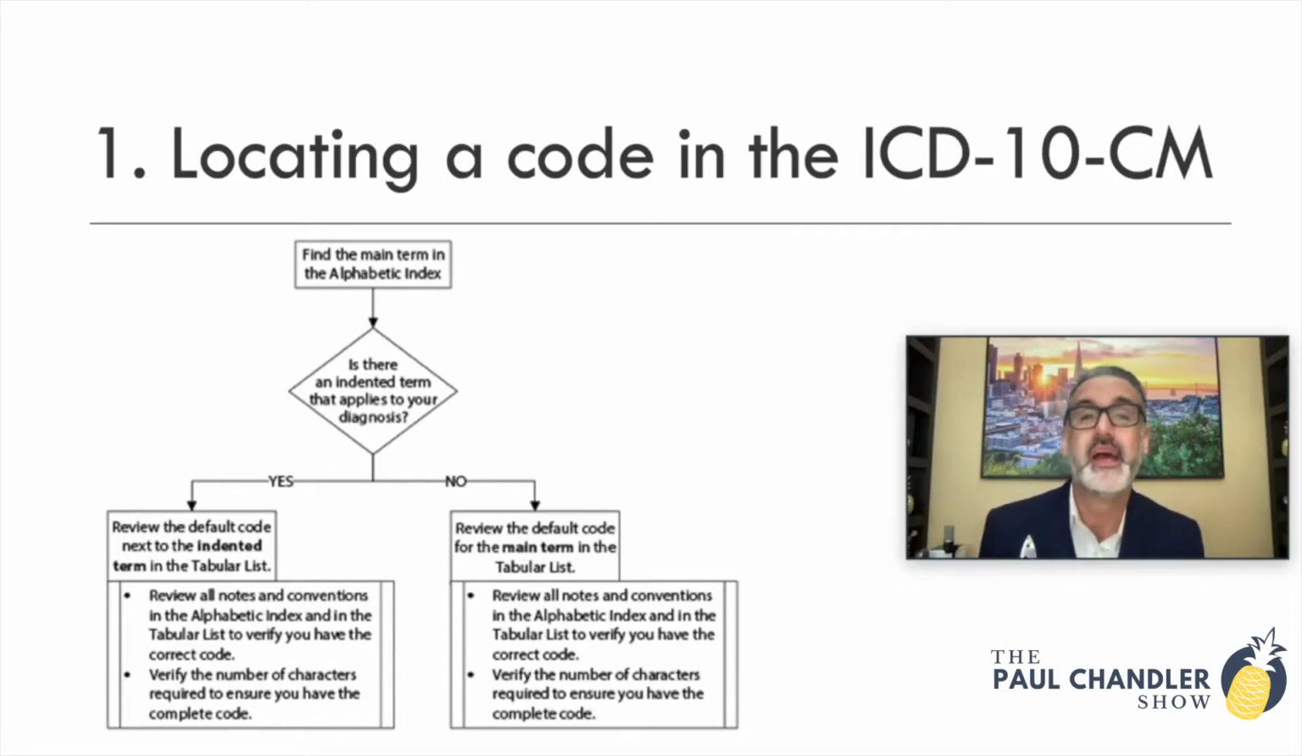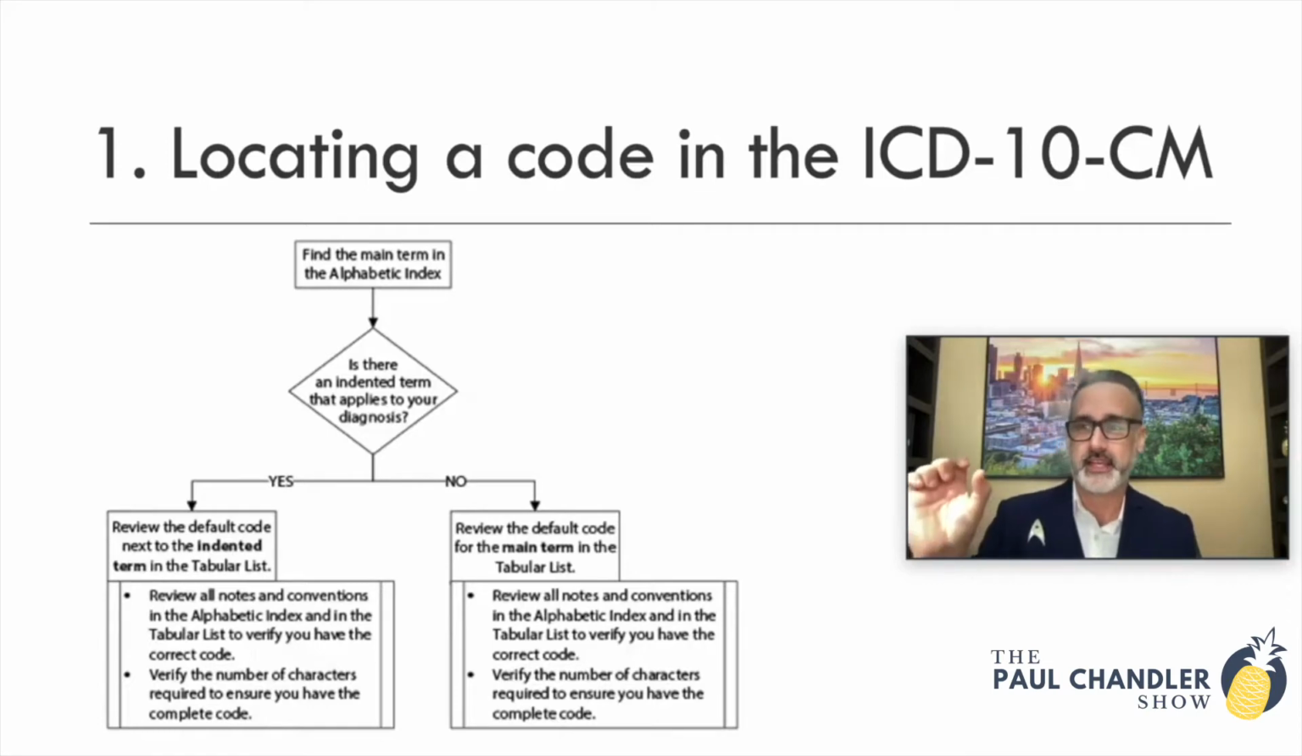Like we learned last time, the default code is when we look up the first term, whatever that code is next to the term. And then if there is the indentation, we look at the default code, and then we review all notes and conventions in the alphabetical index and in the tabular list to verify that we have the correct code. And then also we verify the number of characters to ensure that we have the complete code.